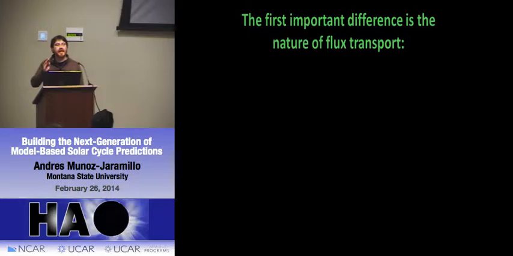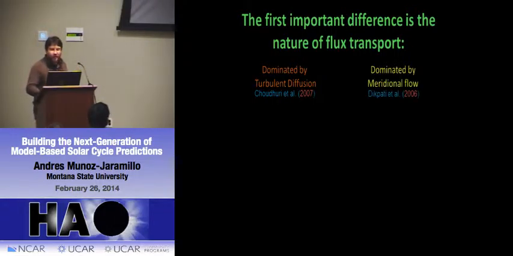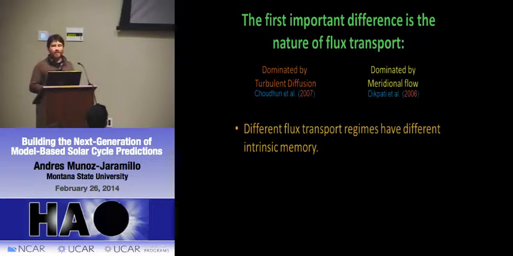So the first important difference is the nature of flux transport. This is something that is well known. People know about it. In the model of Choudhuri and collaborators, you have a model where transport by diffusion is very important. In the other one, large-scale flows are very important to determine the properties of your flux transport. Now, the reason why this is important is because a diffusive model has a shorter memory, and a less diffusive model has a longer term memory, right?